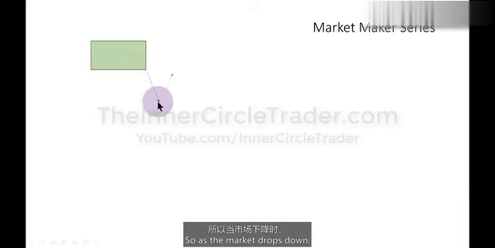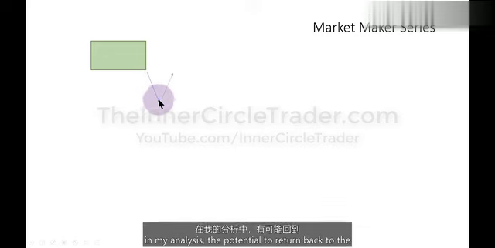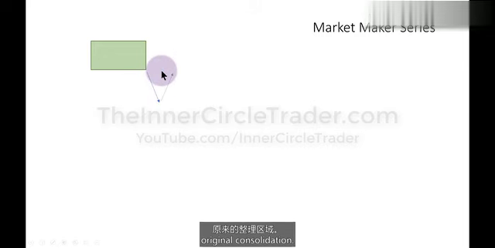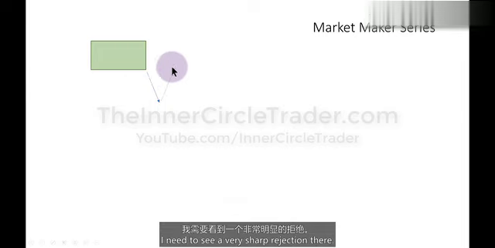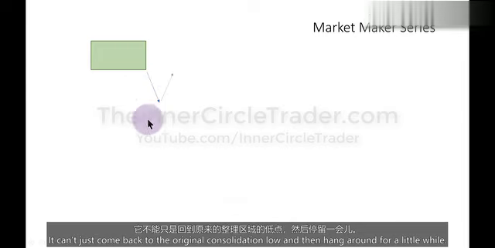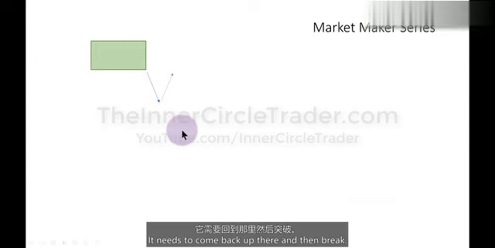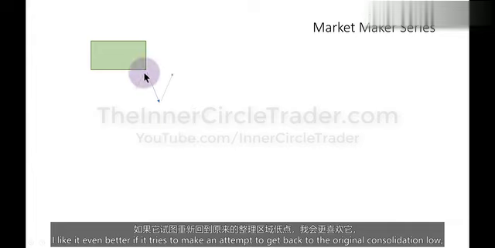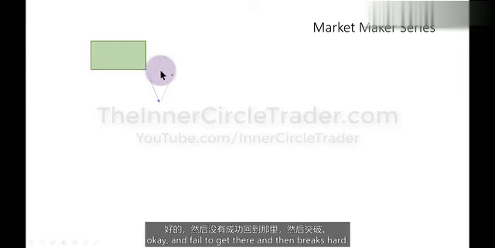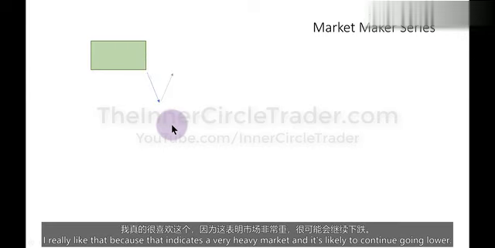So as the market drops down, I allow in my analysis the potential to return back to the original consolidation. But if it does, I need to see a very sharp rejection there. It can't just come back to the original consolidation low and then hang around for a little while. It needs to come back up there and then break. I like it even better if it tries to make an attempt to get back to the original consolidation low, okay, and fails to get there and then breaks hard. I really like that because that indicates a very heavy market and it's likely to continue going lower.